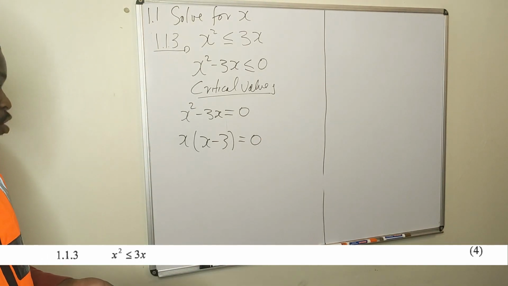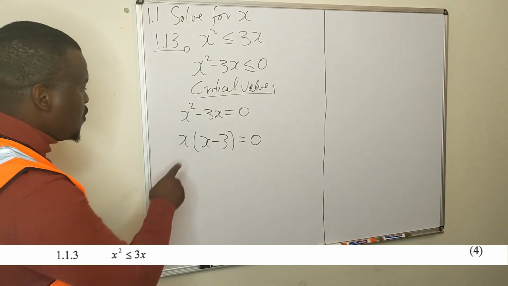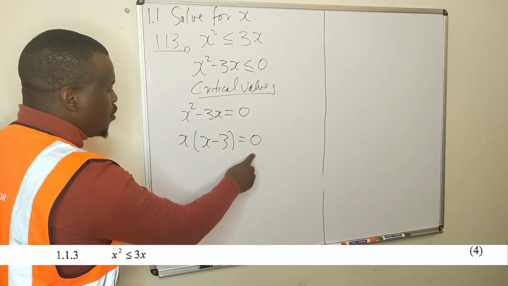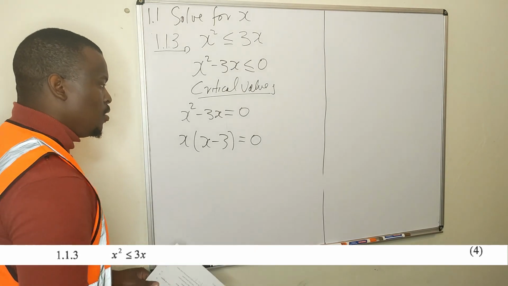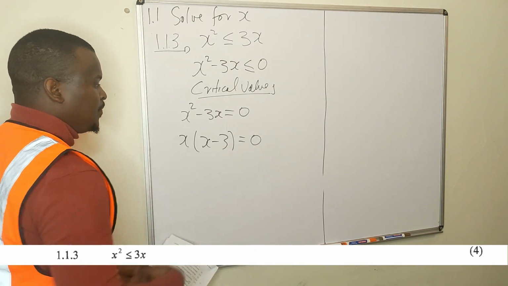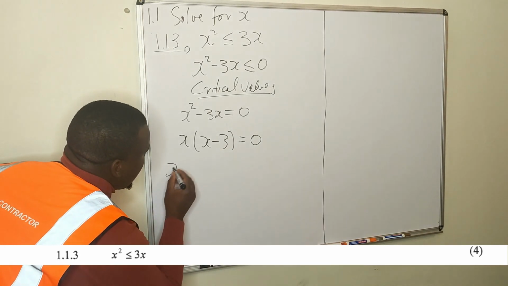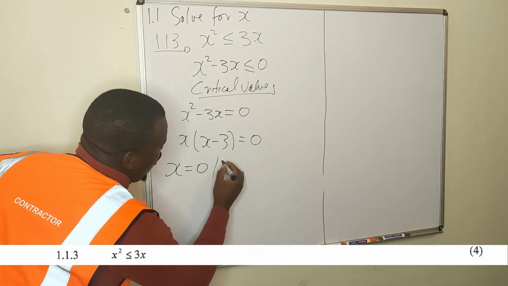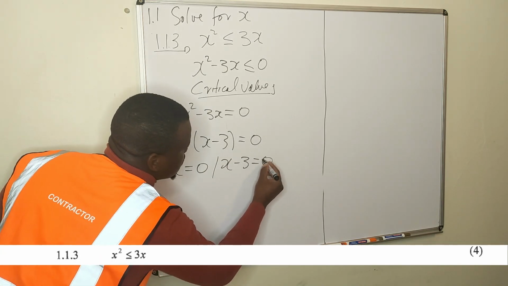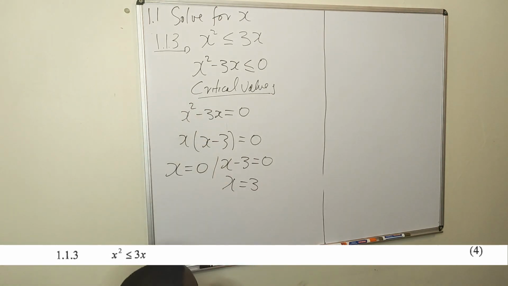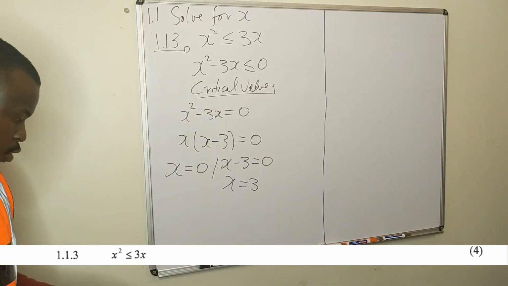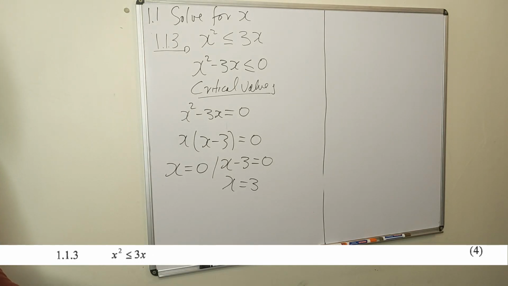Like your 1.1.1 situation, you have this times this equal to 0, which means either this part is 0 or this part is 0 in order to achieve that. So we have x is 0 or x minus 3 equal to 0, which would imply that x is equal to 3. Those are our critical points.